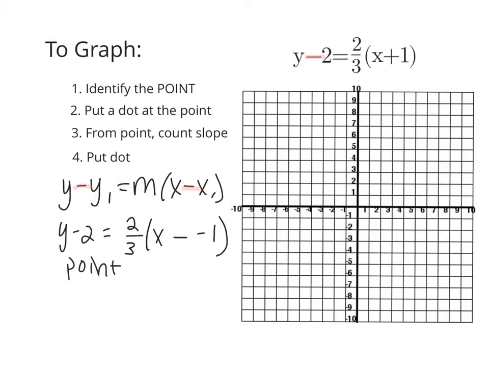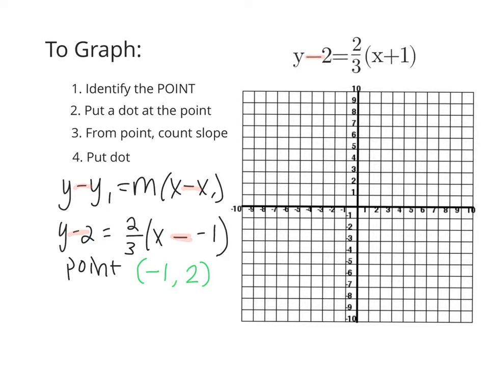So my point for this particular problem is going to be the ordered pair -1, +2, because the minus sign was supposed to be a part of the problem. See, there's the minus signs. Those are a part of the original equation. What's left over is a +2 and a -1. So my point is -1, +2.